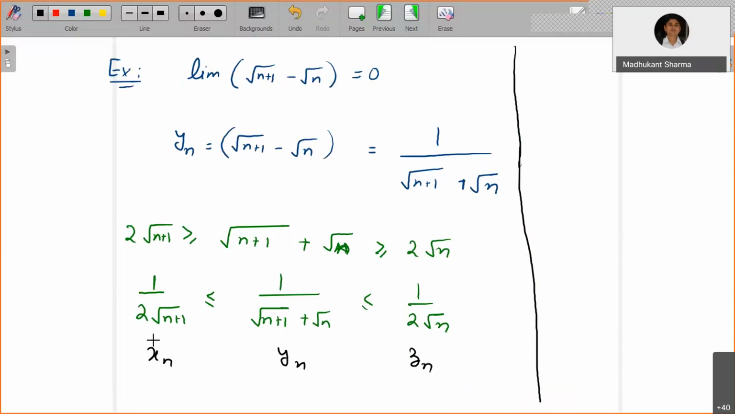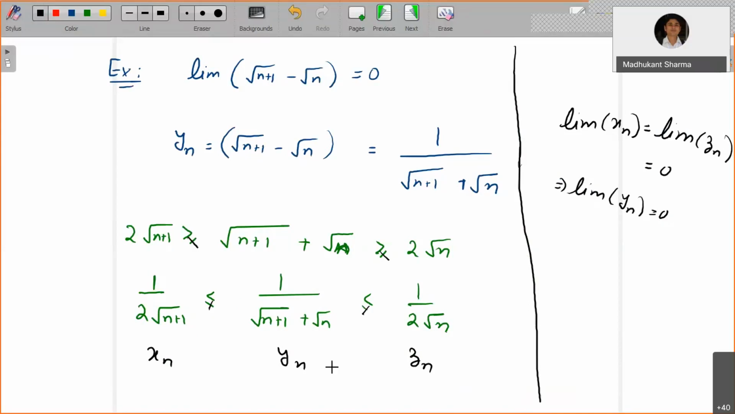It can be shown that the limit of xn is equal to the limit of zn, which equals 0. I have already shown that. For this, similarly, you have to follow a similar way. Then this implies the limit of yn also equals 0. So this also is using the sandwich theorem.